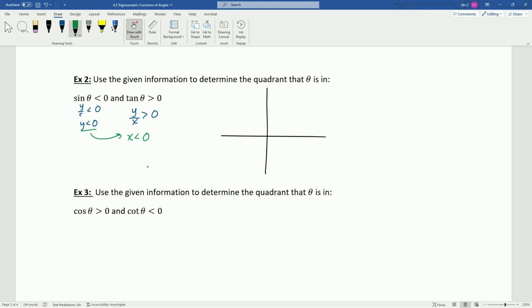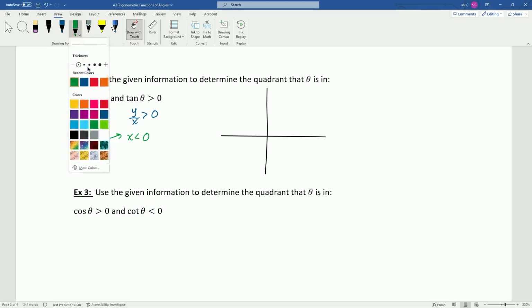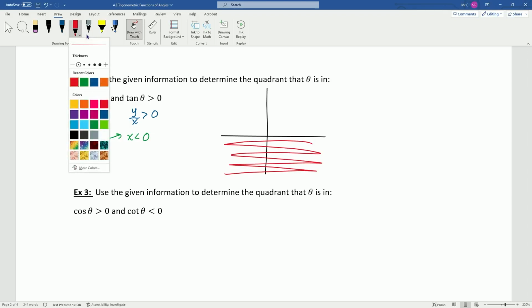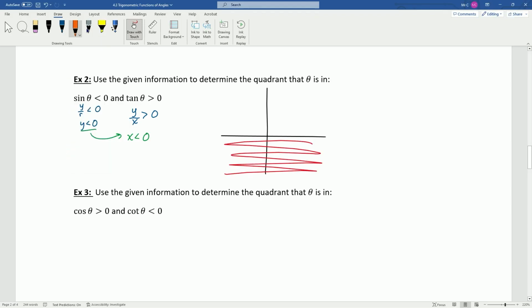So now I'm just going to draw these two conditions. y is less than 0. That's here. And x is less than 0. That's here. And all I have to do then is ask myself, where's the overlap? Where is y negative and x negative? Oh, the overlap is quadrant 3.